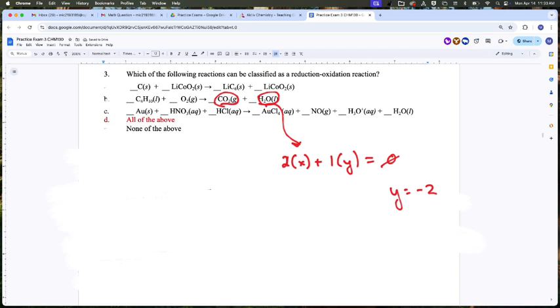Okay, are there exceptions? What happens when you bond oxygen to oxygen? Which oxygen has a larger electronegativity? They don't. Which means they don't get to steal electrons from the other one. They have to share equally. And if they share equally, it cancels out and you get a zero oxidation state.